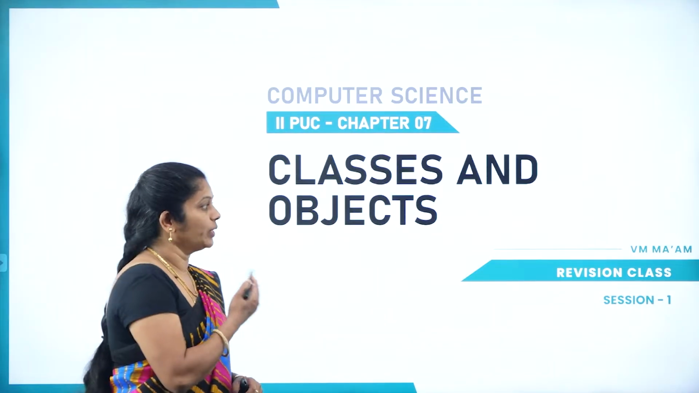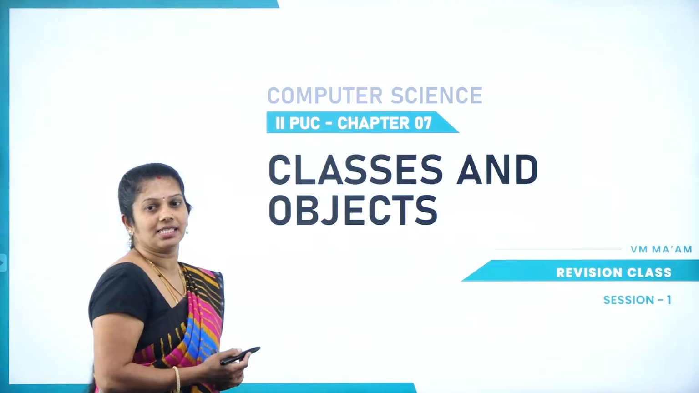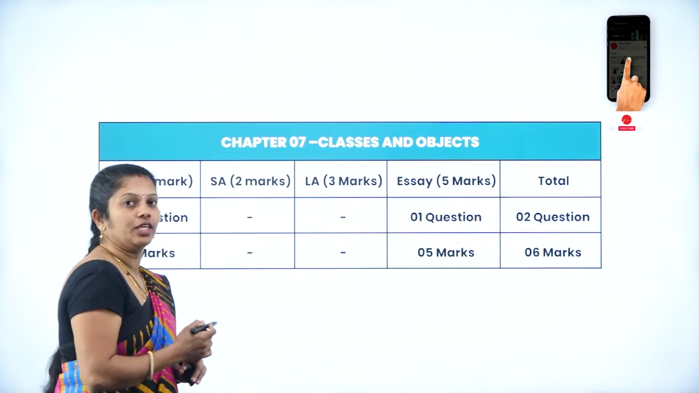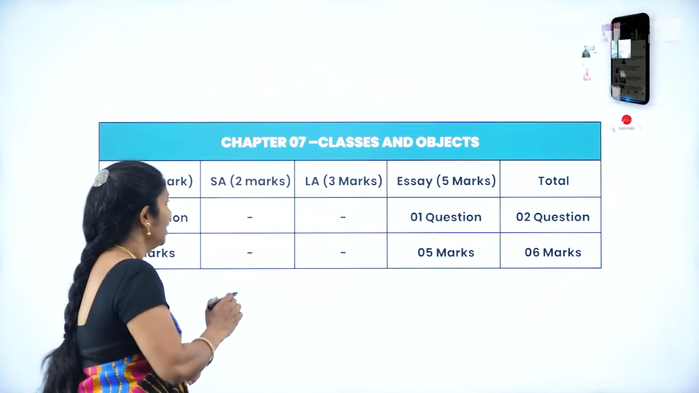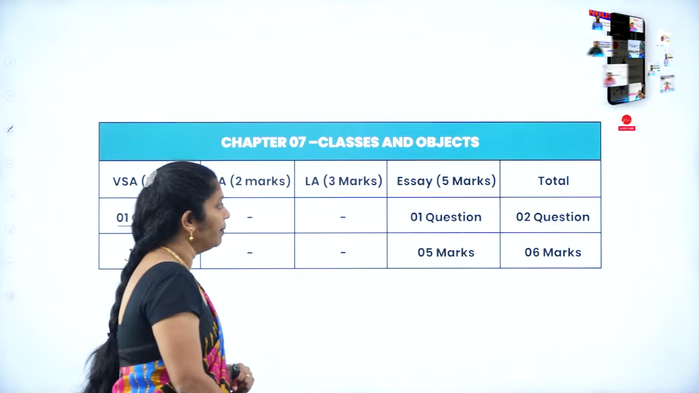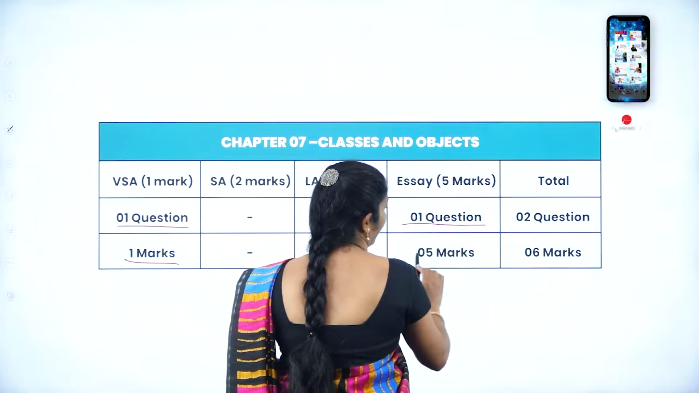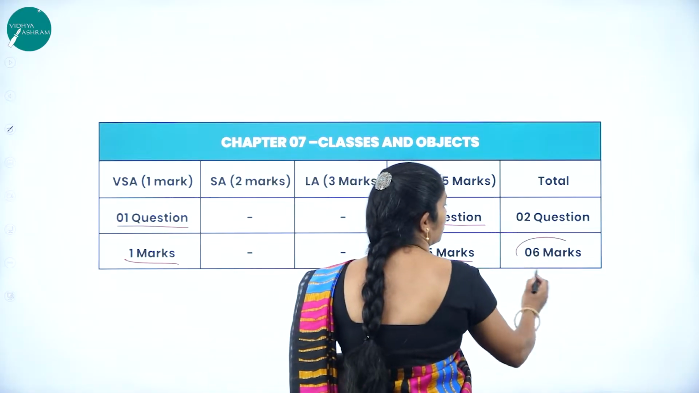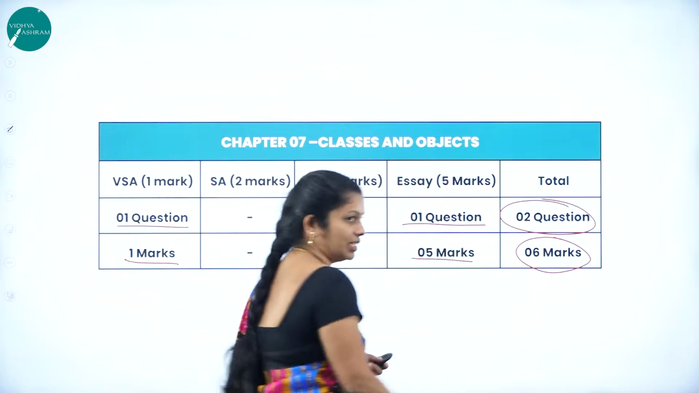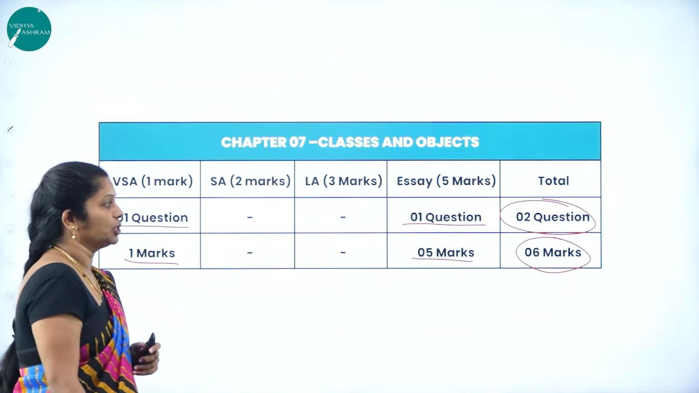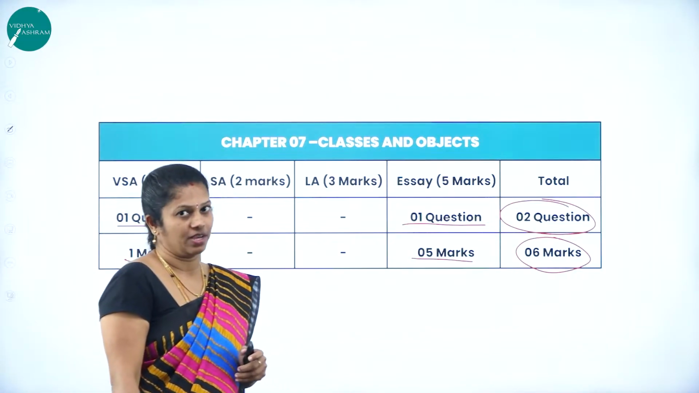Today, we are going to start with the revision class on the Classes and Object chapter. From this chapter, you will get 2 questions. In part A, 1 question for 1 mark, and in part D, 1 question for 5 marks. The total weightage of this chapter is 6 marks. 2 questions, 6 marks: 1 question in part A and another question in part D for 5 marks.